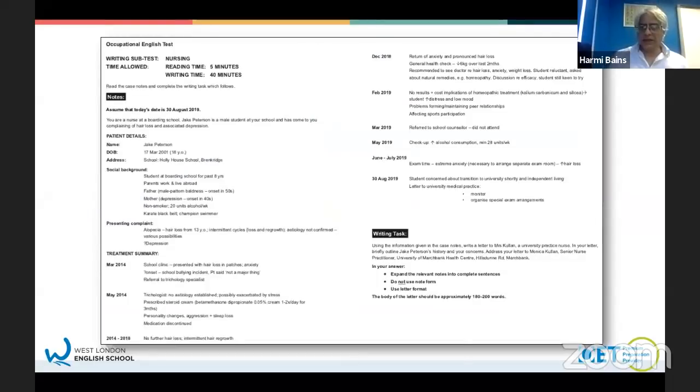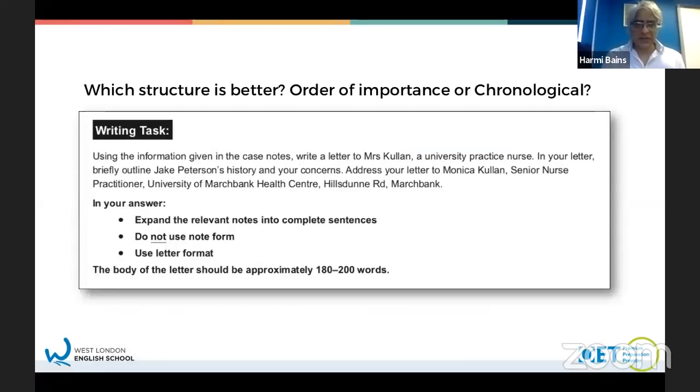Okay, let's have a look at this task here. And again, I'm just going to zoom in on the writing task here. It says, using the information given in the case notes, write a letter to Mrs. Cullen, a university practice nurse. In your letter, briefly outline Jake Peterson's history and your concerns.